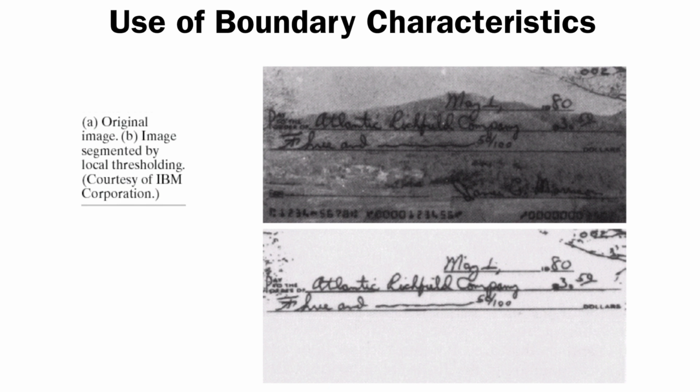Then how can we segment this image? We are going to use the boundary characteristics of the image, where the boundary characteristics are measured line by line, and we can see the foreground is totally converted to white and the background is clearly defined. So we have found all the signatures and handwriting from this checkbook as foreground or object image.